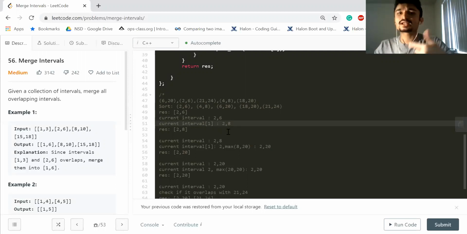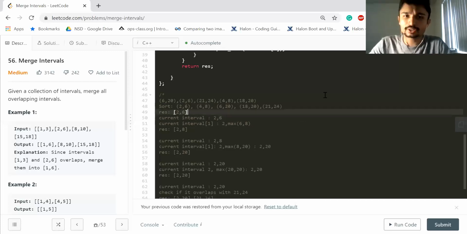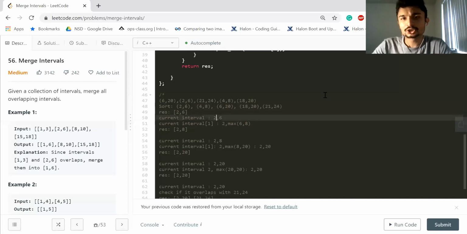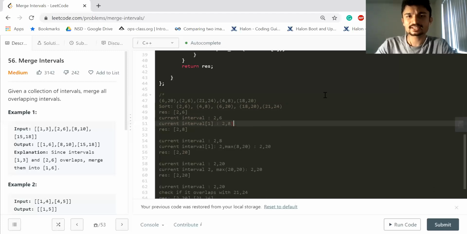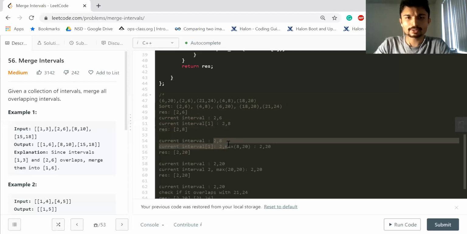The end point of the current interval would become the maximum of 6 and 8. But the minimum would always be 2, because I have already sorted it by the start points. So I just need to maximize the last 2 points. So 8 would be the answer here. My current interval in this iteration would be 2 comma 8.